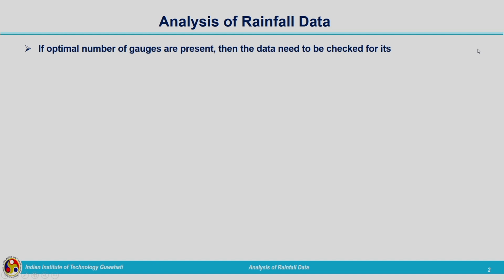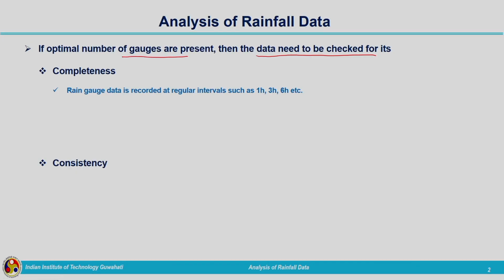We have seen the network of rain gauges and the optimal number of rain gauges. If the optimal number of rain gauges is present, the data which we are using for hydrologic analysis or any purpose needs to be checked for its completeness and consistency. Completeness means whether the data series is complete. If we are collecting 30 years of data, complete 30 years of data should be available with us, and the data which we have collected should be consistent, that is there are no inconsistencies related to the data. This check needs to be carried out before making use of those data for any of the analysis.